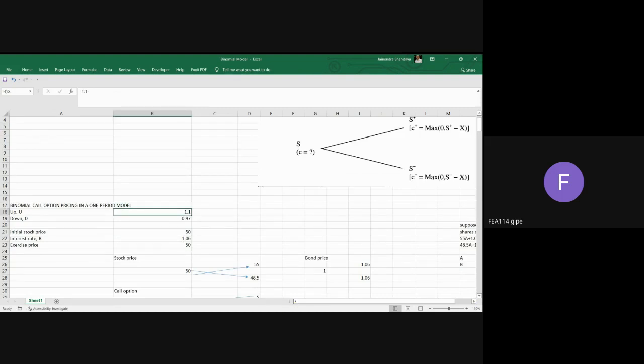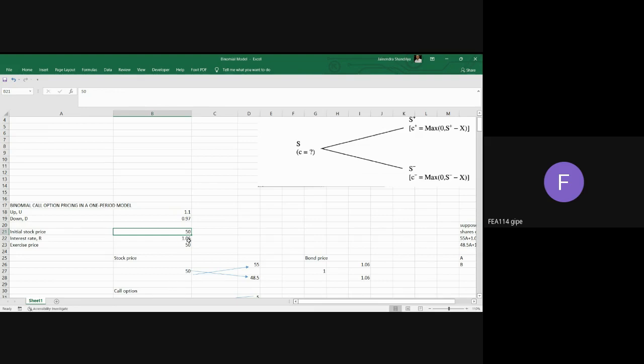I'm going to assume the stock is going up by 10%. So 1.1 is 10% up on 1. Here I assume the stock is priced at $1, so S plus will be 1.1. If it goes down, it will be 3% down, so this will be 97% of the original value, 0.97. The initial stock price is 50 rupees.